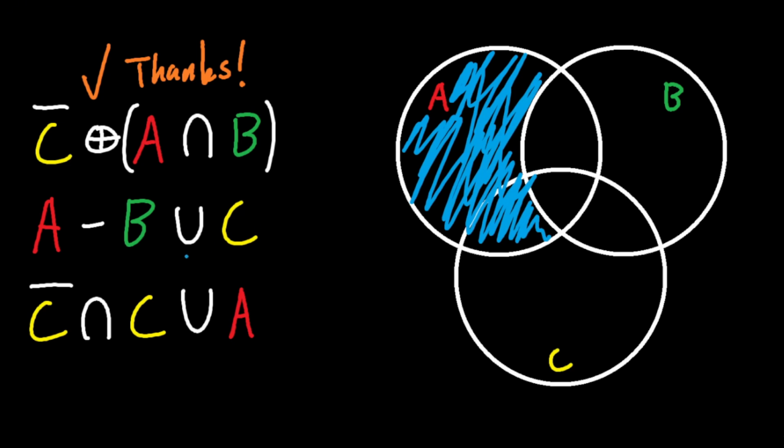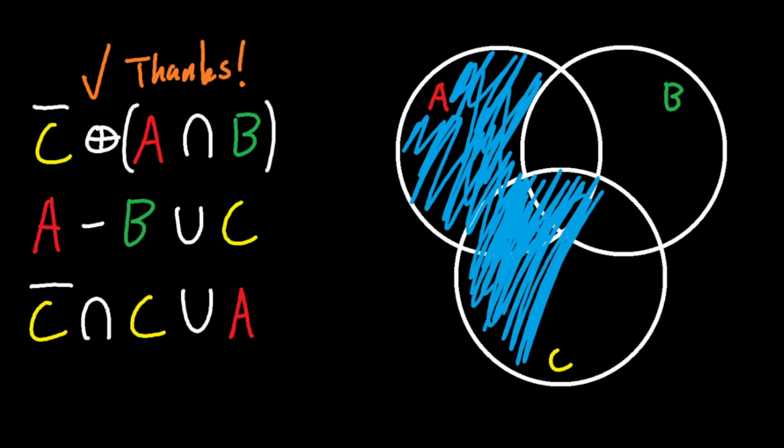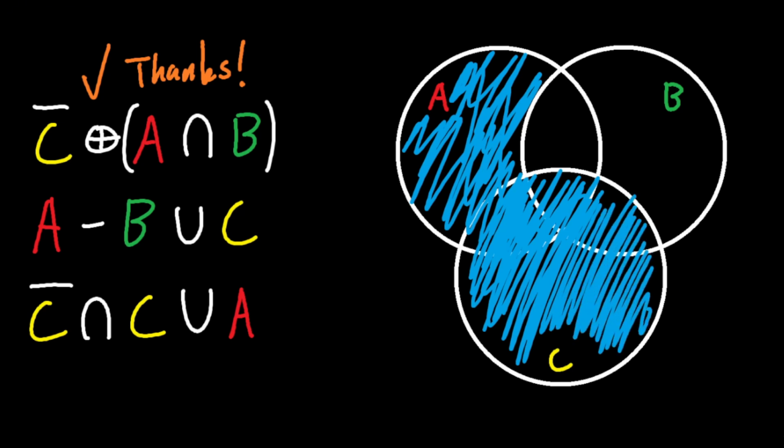All right, now that we have that, we should just take the union with C. So let's go ahead and take this union with C. Let's just color in C with blue, like so. And this right here is A minus B union C.